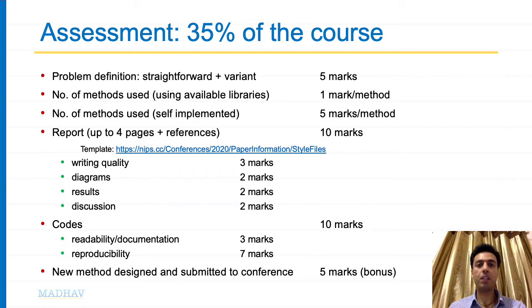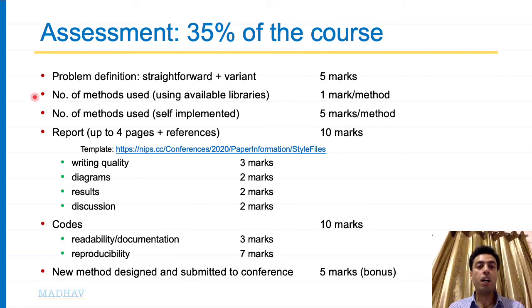Okay, now the assessment can be something like this. How you define the problem, basically the straightforward problem plus the variant, meaning the goal which you have defined, which could be few shot learning or something. So how you define your problem, if you define it very nicely, you get 5 marks.